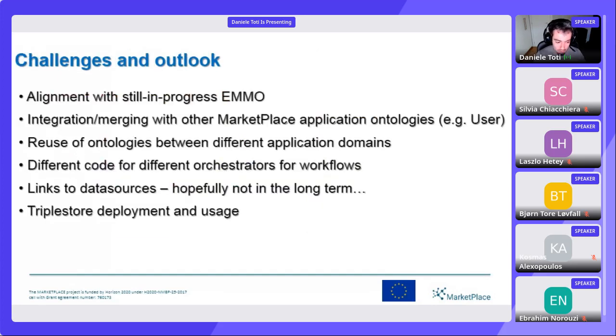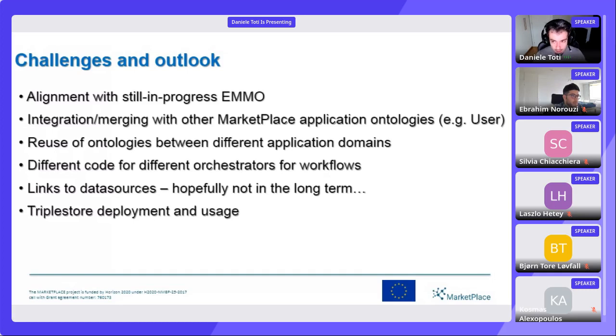There are a number of challenges that we are still trying to tackle or that still need to be addressed. The most relevant of which, I think, is the alignment and integration with other marketplaces and external domain and application ontologies, and the still-in-progress development of EMMO that is, however, about to reach a stable release in the coming months. There's also the fact that, but I think this is something that is unavoidable, we still need to rely on external data sources for instance data, for experiment data, and so forth.